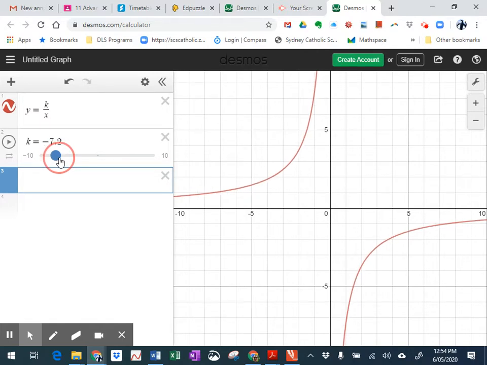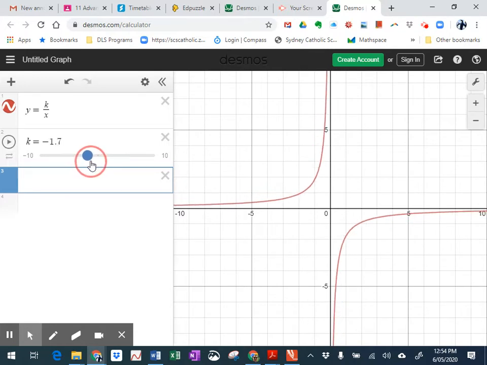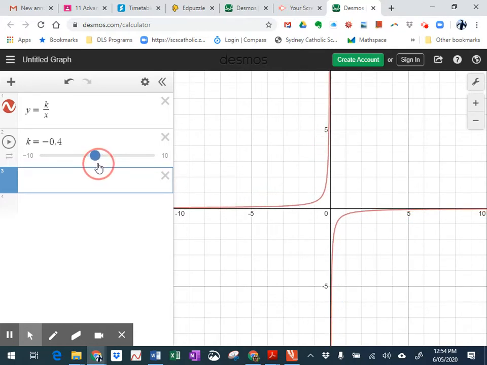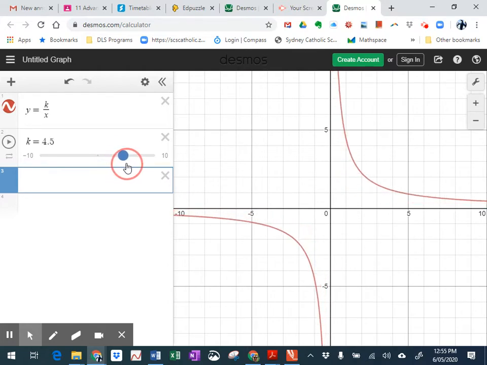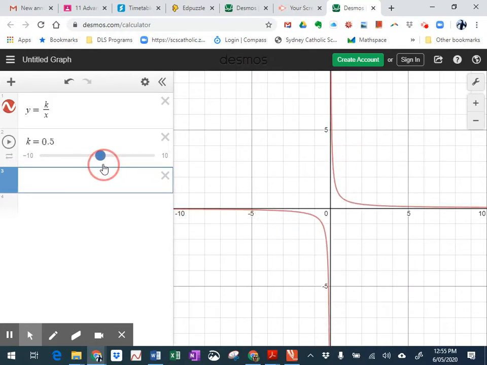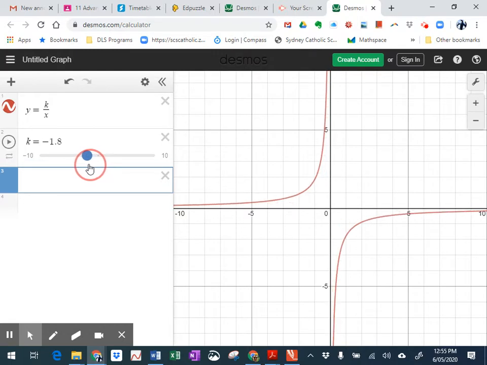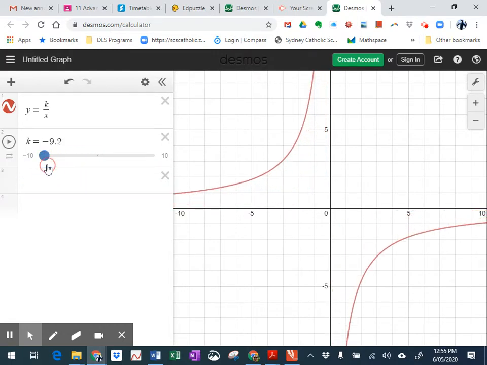The other thing to note is that as the k value gets closer to 0, the hyperbola gets closer to the origin. And then as k moves further from 0, the hyperbola moves further from the origin. So have a look there again. Closer to 0 for k, closer to the origin. And as k moves further from 0, the hyperbola moves further from the origin.